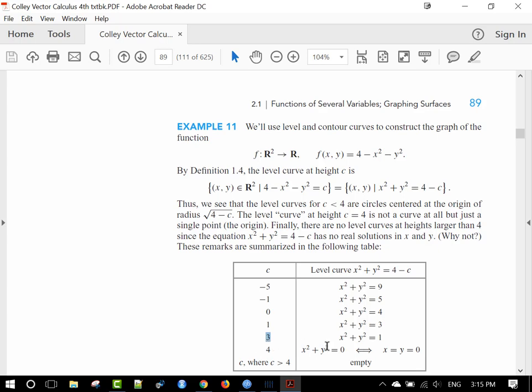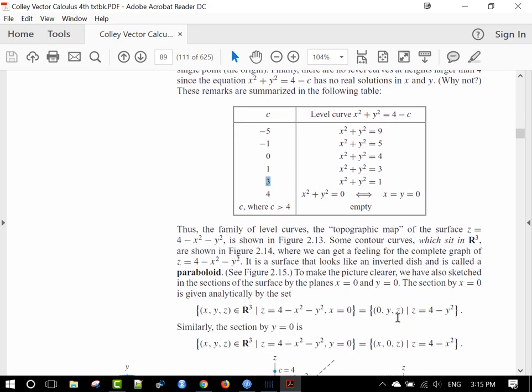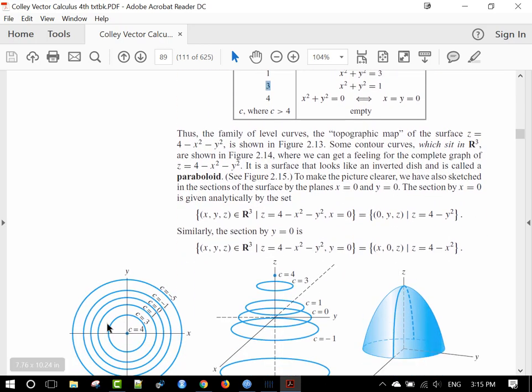Every point on that circle will get mapped to a height of 3. But anyway, each of these generates a level curve, which can help us to visualize our function. Actually, if we do that, we get these circles. So this is c equals 4, this is c equals 3, c equals 1, and so on.